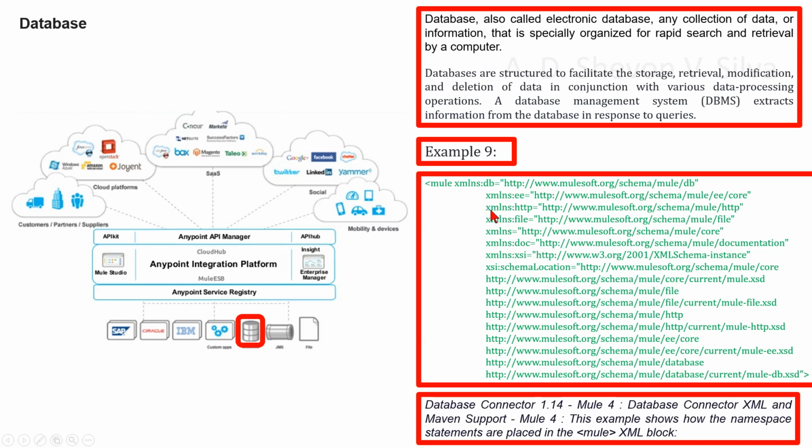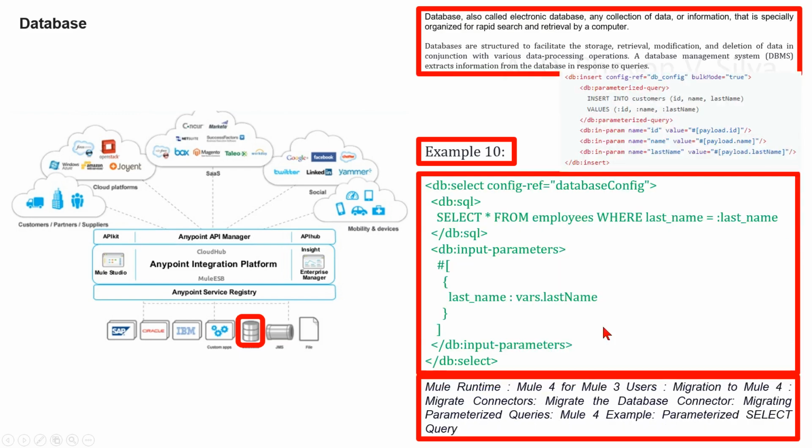This example shows how the namespace statements are placed in the Mule XML blocks. Here you can see input parameters in migrating parameterized queries in the migrate database connector, in migrating connectors in Mule, migration to Mule 4, in Mule 4 for Mule 3 users. In both Mule 3 and Mule 4, input parameters are supplied as key-value pairs.